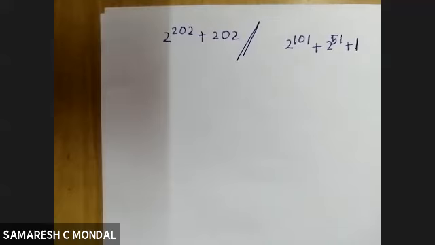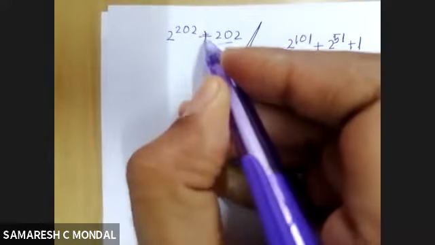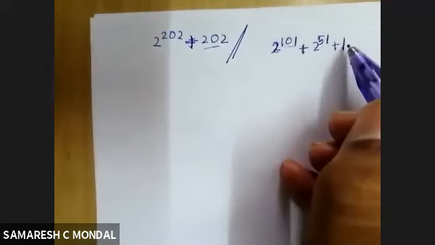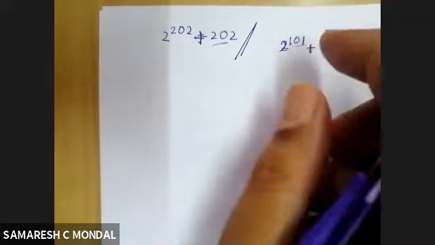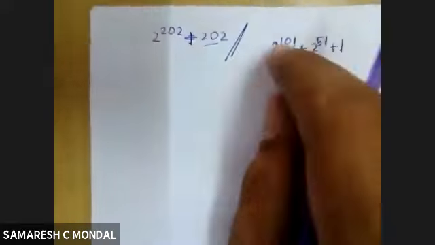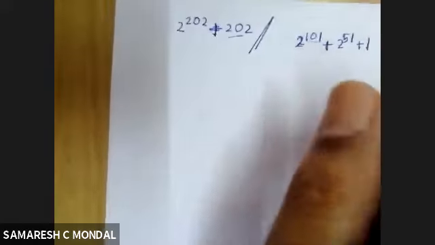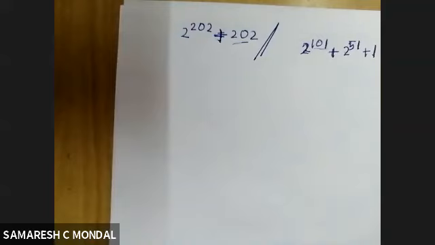Now it's your headache to solve the problem. I repeat, 2 to the power 202 plus 202. This is plus, not in the power. And we divide by 2 to the power 101 plus 2 to the power 51 plus 1. This is the bigger number, you can make out because the power is huge. So what will be the remainder? All of you give it a try. Again, Sophie Germain. There is nothing else you need to apply, only Sophie Germain.